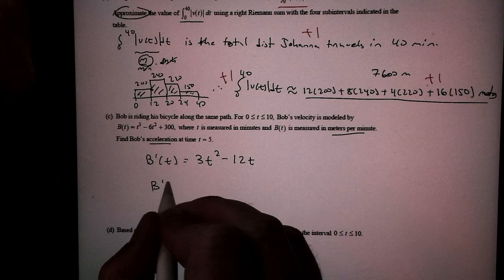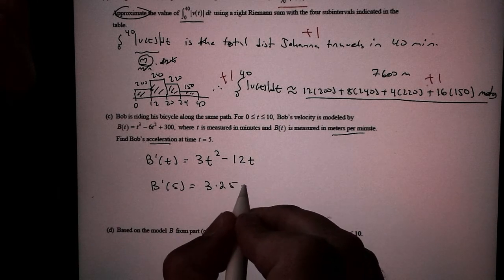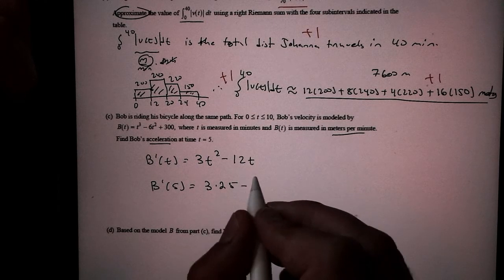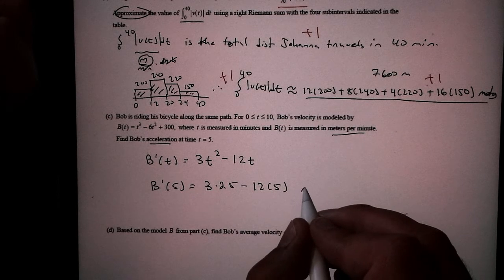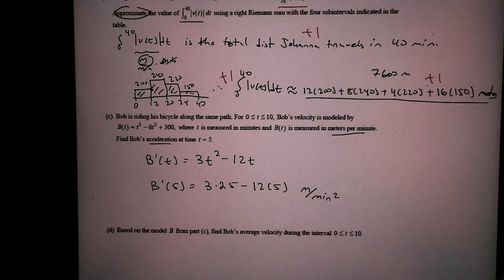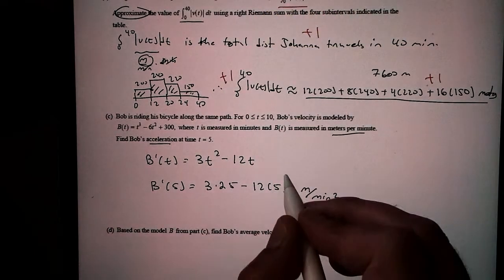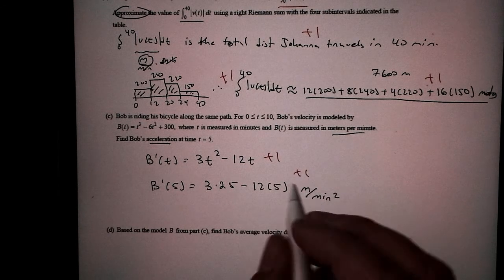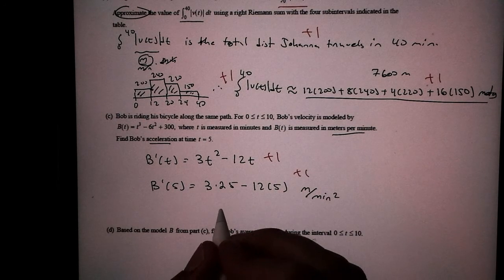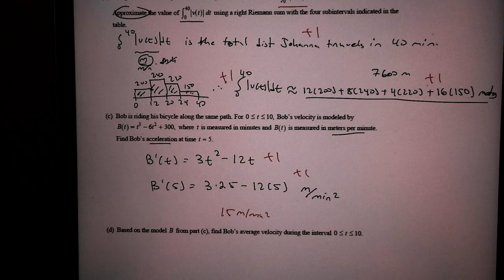And then we get b prime of 5. It's going to be 3 times 25 minus 5 times 12. I don't know what that is. And you can leave this alone, but get your right units in here. This is going to be meters per minute squared. I know that because it's going to be an acceleration. Now, you don't have to simplify it. You can leave that alone. So that would be worth 1 point for getting the derivative and then 1 point for your answer. Now, if you want to simplify this, you can. You get 15 meters per minute squared. You don't have to simplify that.